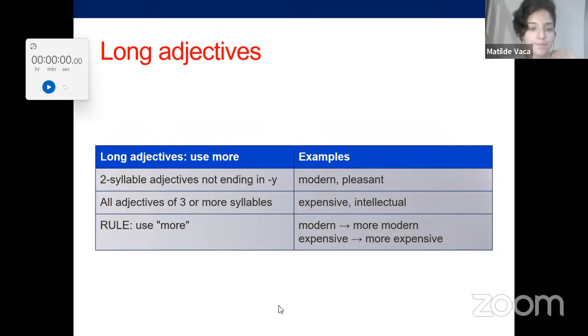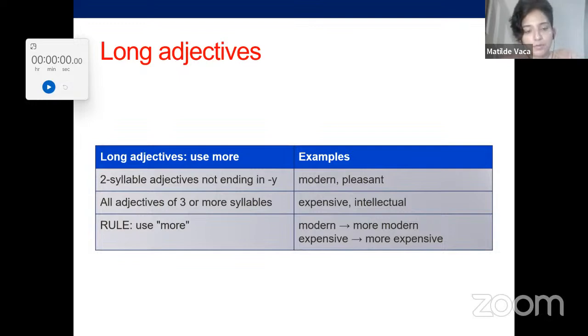Okay. 2 syllable adjectives not ending in Y: modern, pleasant. All adjectives of 3 or more syllables: expensive, intellectual. Rule: use more. Modern, more modern. Expensive, more expensive. Good. Now again, very briefly, with this precision, what are the criteria to use -er or more? What do you say? What is the criteria that we have to take into account to use one of them?